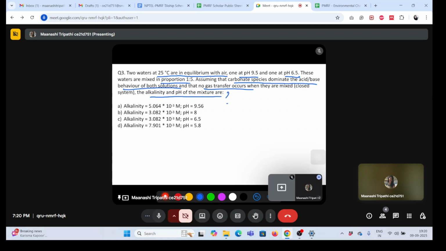Okay. Try to solve this question. This can also be solved by using the Tableau, and you can use Visual Minteq. Use either of the solutions and you can solve this.